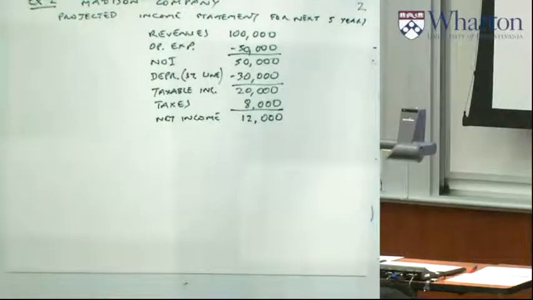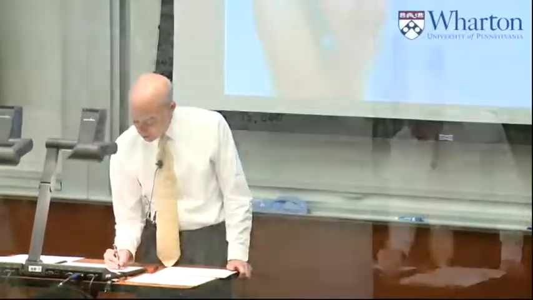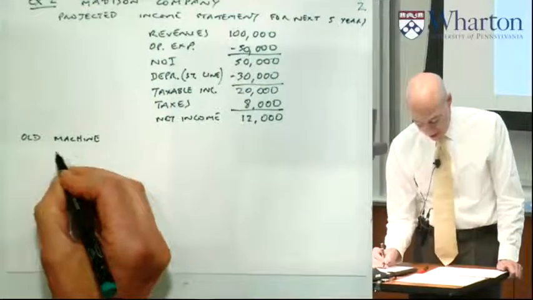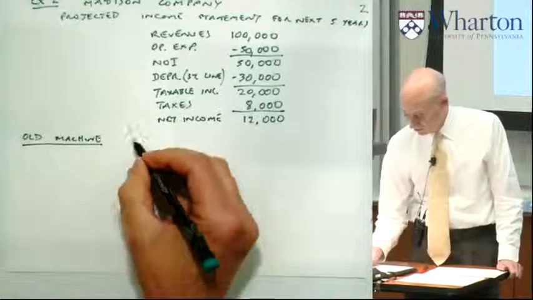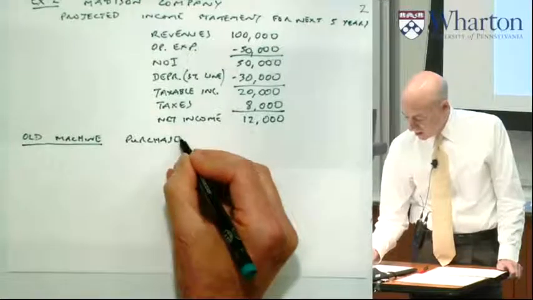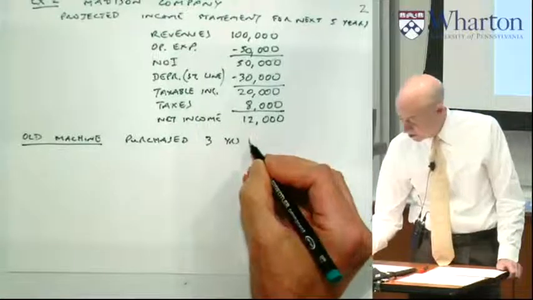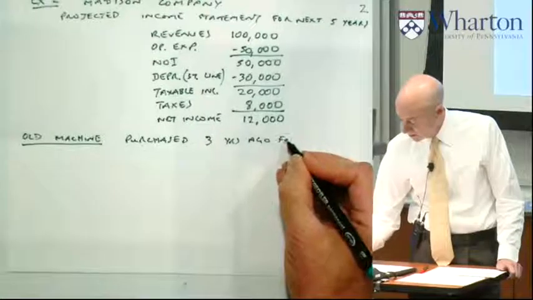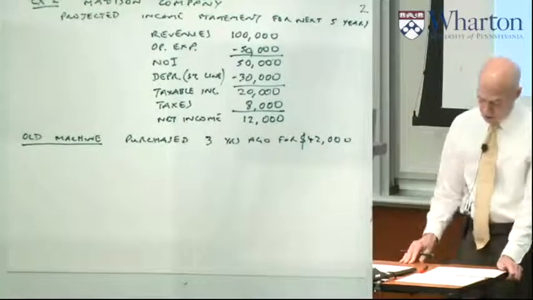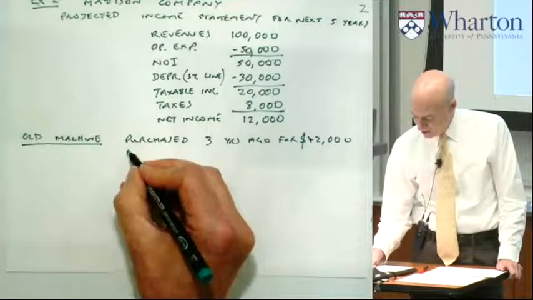Now there's a machine that they could replace. We're going to call that the old machine. And they purchased that 3 years ago. And they paid, at that time, $42,000 for it. It was expected to have an 8-year economic life when they purchased it.